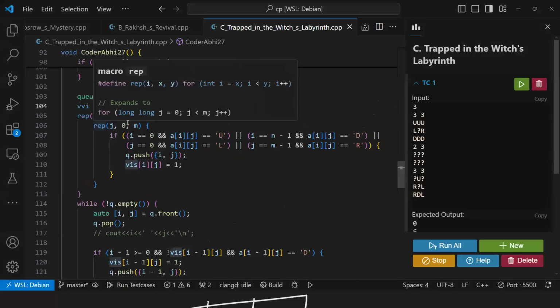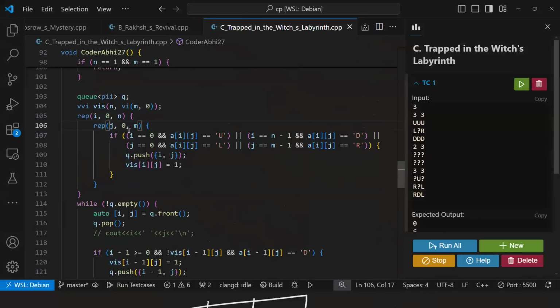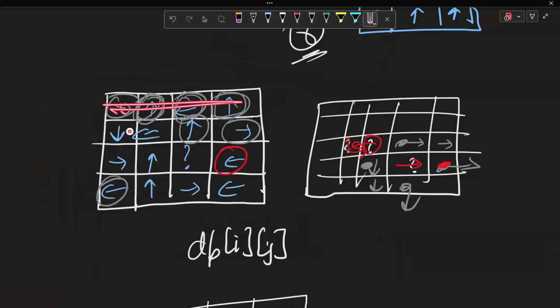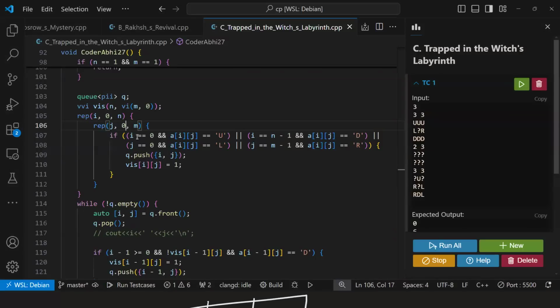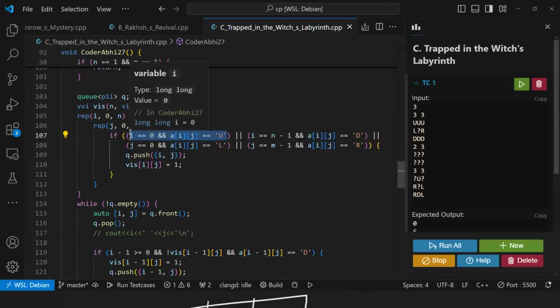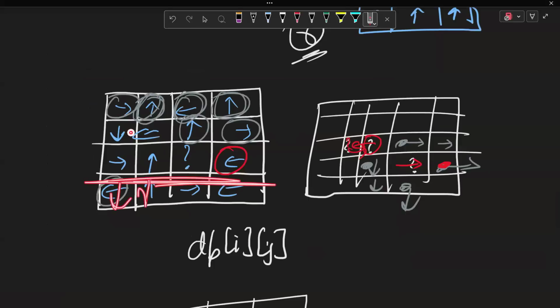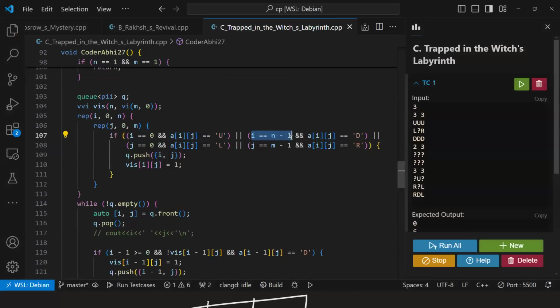So I move to every cell. Either this cell is in the top row. So for i equal to 0, if it is in the top row and it is taking me up, then I would move out. So if i is 0 and the value is up, then I can say that I would move out. Or if it is in the bottom row and the value is down, then I would move out. So if i is n minus 1, I have 0-based indexing, so 0 to n minus 1 are my coordinates, n is not. So n minus 1 is the last. So if i is n minus 1 and the value is down, then I would say I would move out.